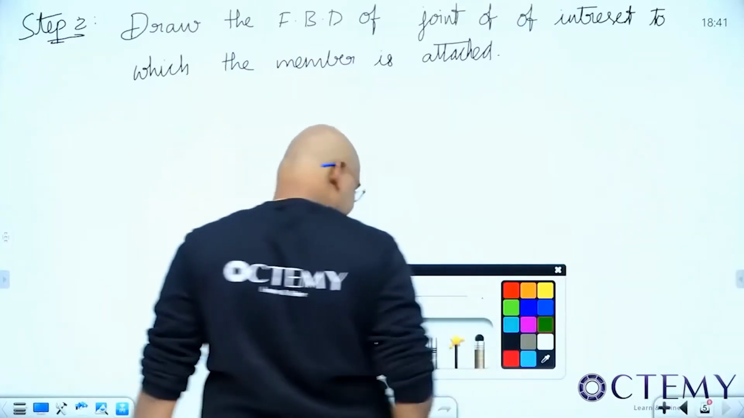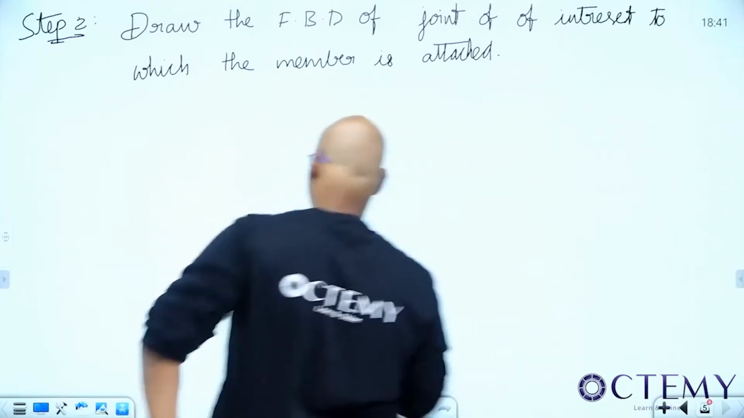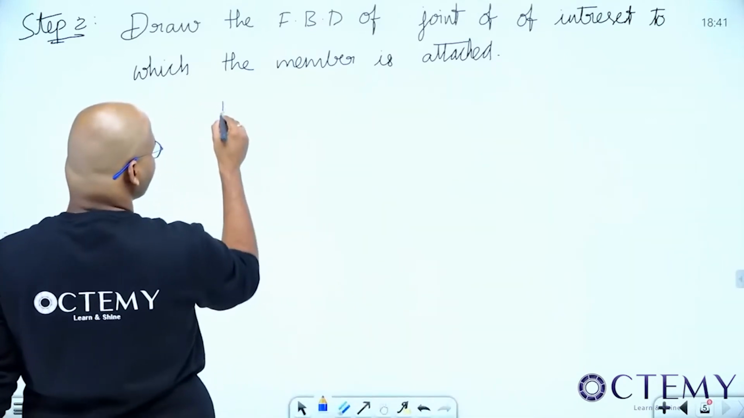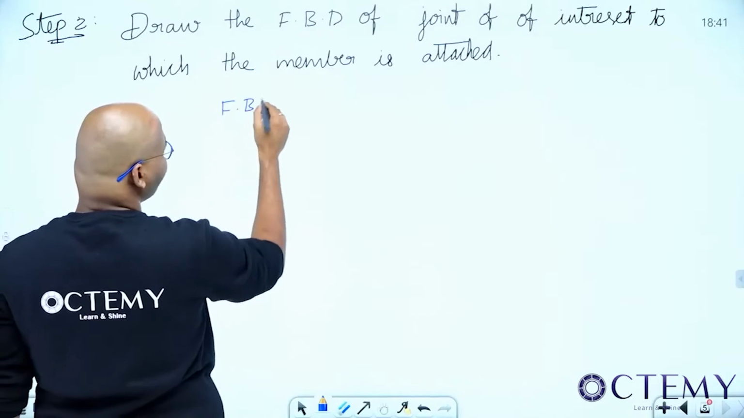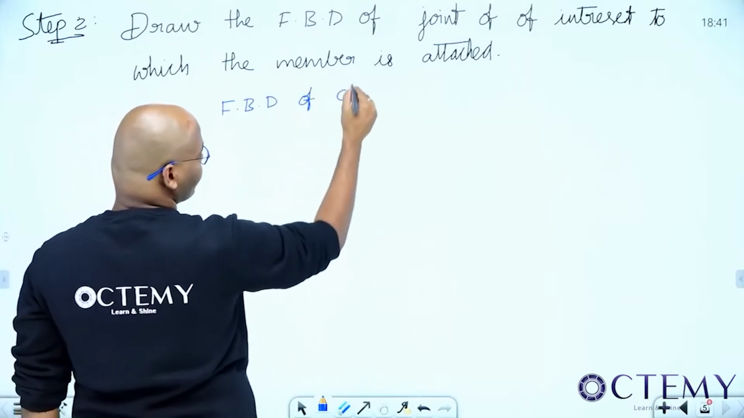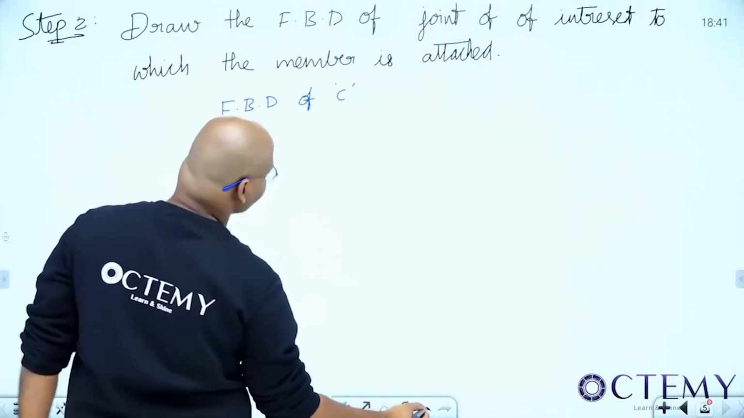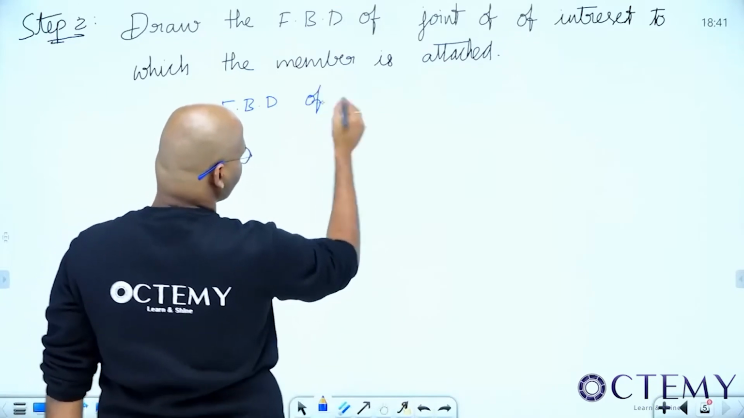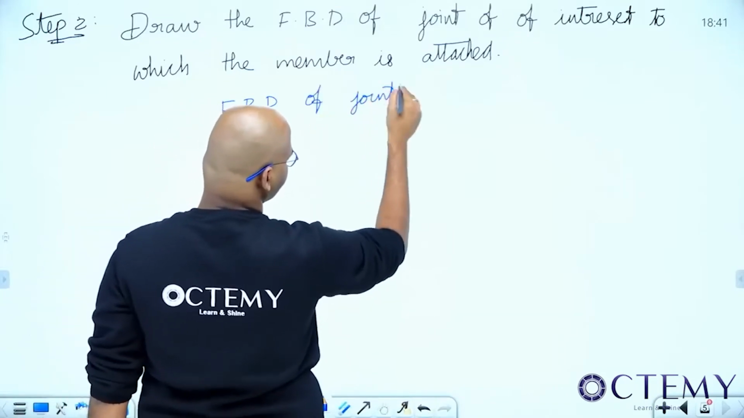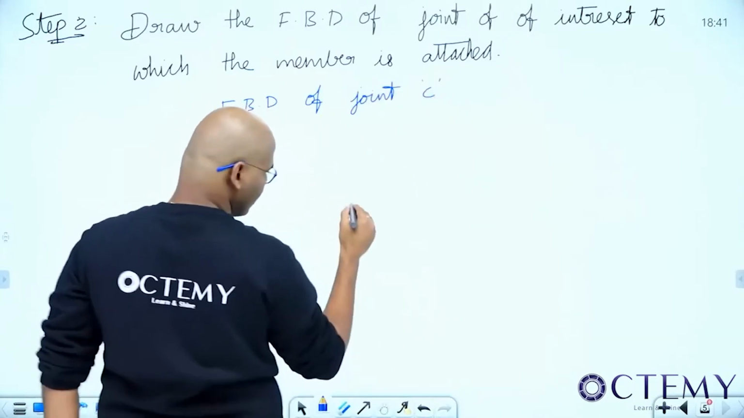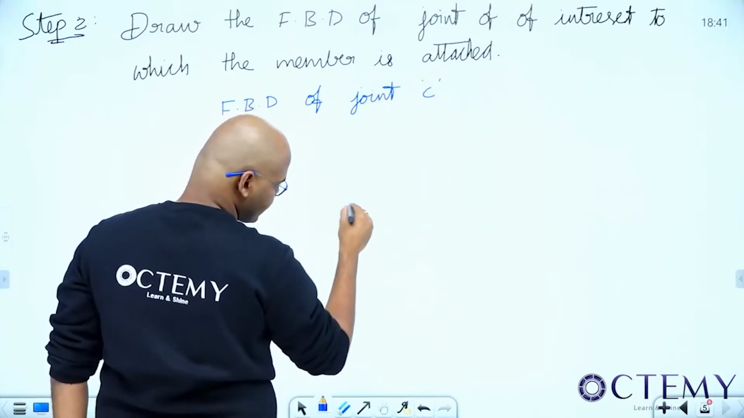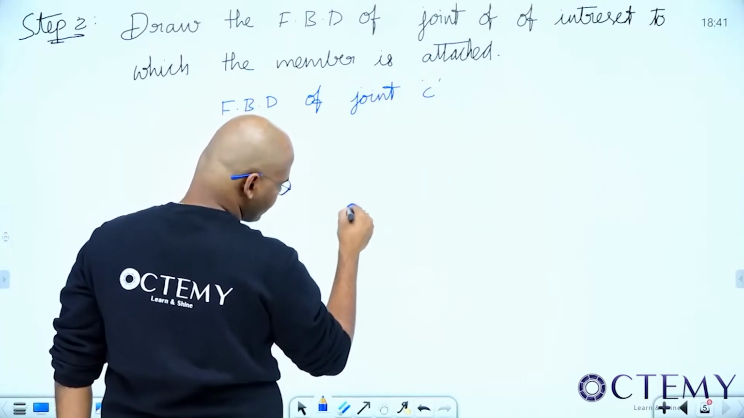How to draw a free body diagram? Free the body from everything and draw the sketch. Next, actions. Next, reactions. So what am I taking? The free body diagram of joint C. Now, free the body from everything and draw the sketch. I'm taking only a point because it's only a point.